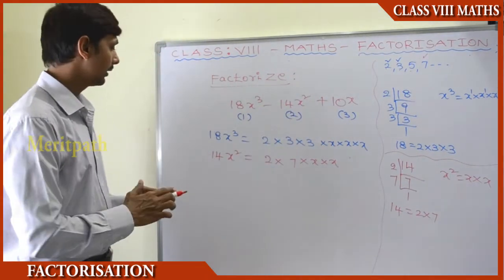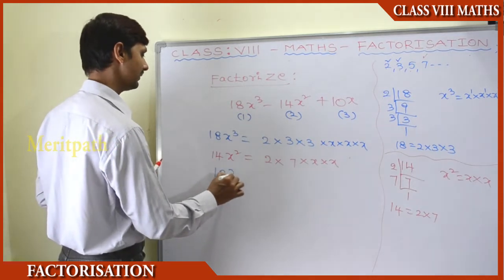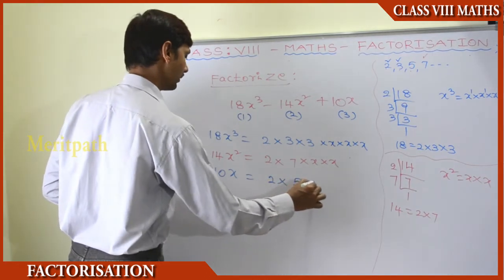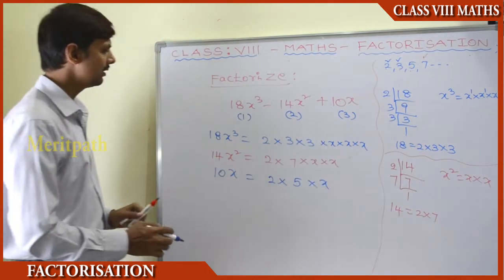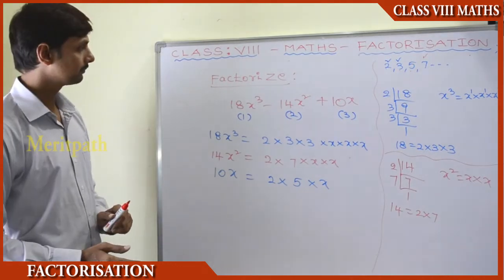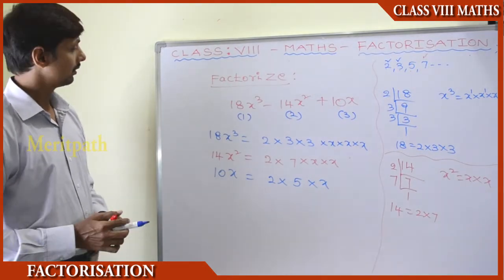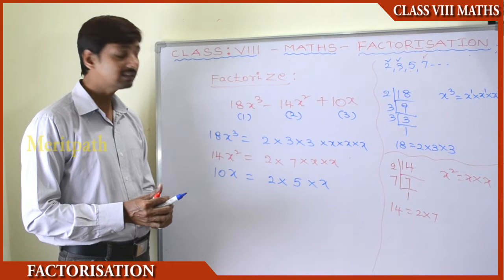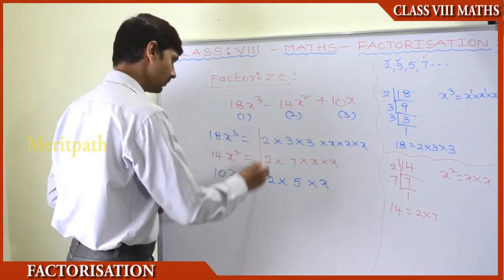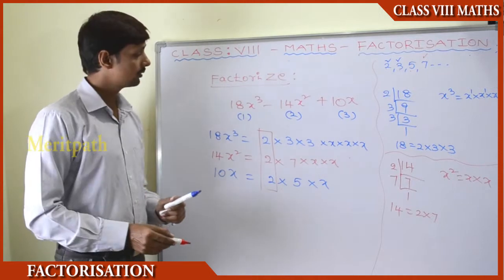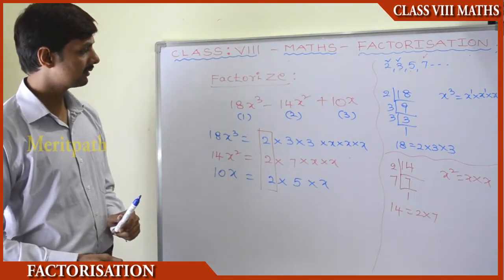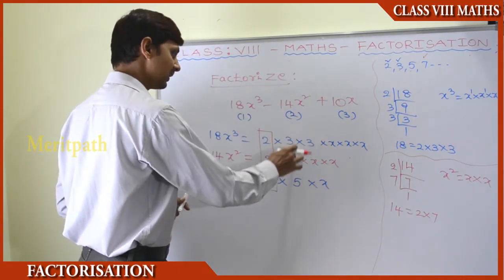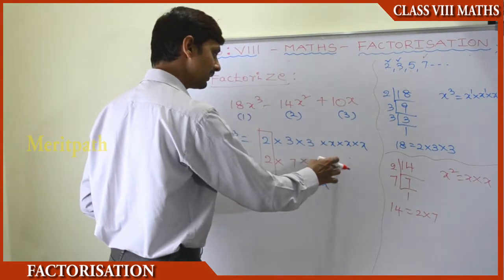So 10x is equal to, as we know that 10 is equal to 2 into 5, into x. So directly we are writing. Now we need to factorize this expression. To factorize this expression, we know that there is one common element in all the 3 terms. You can observe there is a 2 common in all. Another element present is x, because there is no 3 here, no 7, no 5, but there is x present in all the 3 terms.